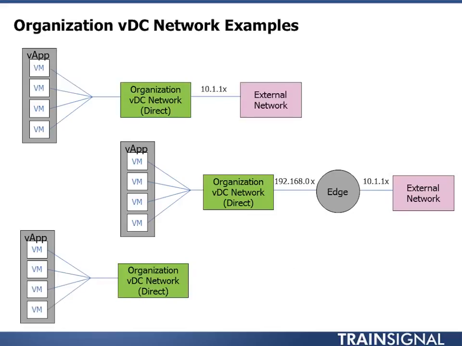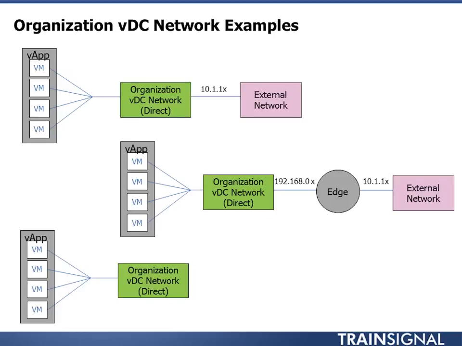So I've got some graphics here that came out of the vCAT from VMware to help explain visually what we're talking about in this lesson. So the topmost graphic is a direct connected org VDC network. It's an external direct network. And as you can see, we work from left to right. The virtual machines within the vApp can talk to the org VDC network, which then directly communicates with the external network. There's no router, there's no NATing. It's just a direct connection straight from the org network directly to the external network.